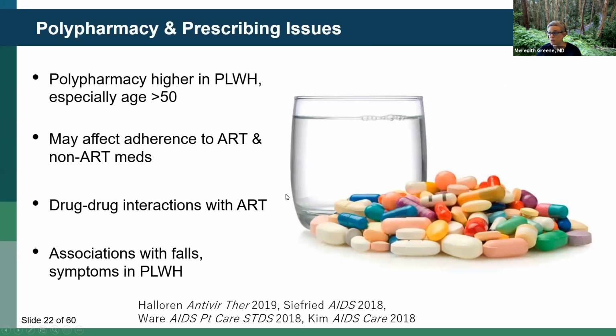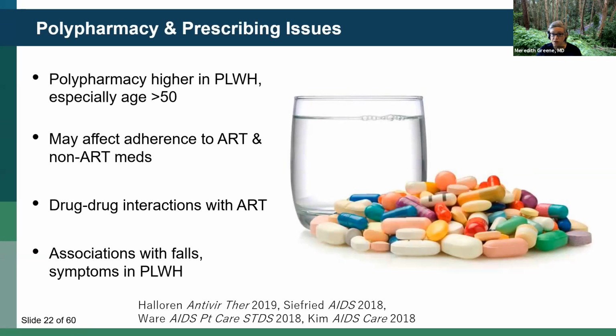But the main reason I also wanted to talk about multimorbidity is really to talk about polypharmacy. Again, one of those recommendations in the IAS guidelines that came out last year. Like multimorbidity, unsurprisingly, polypharmacy, which travels with multimorbidity, is higher in people living with HIV, especially people over age 50 compared to their younger counterparts.